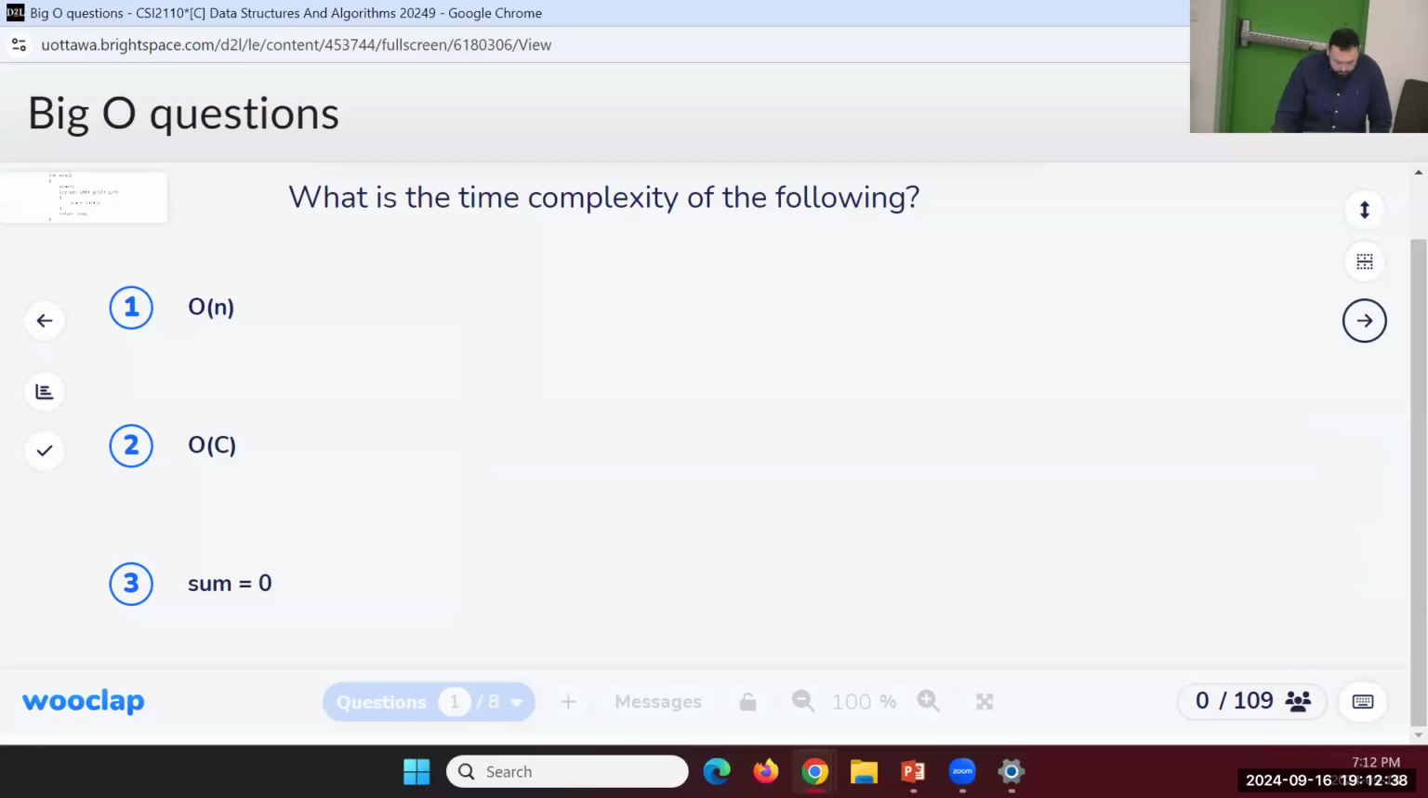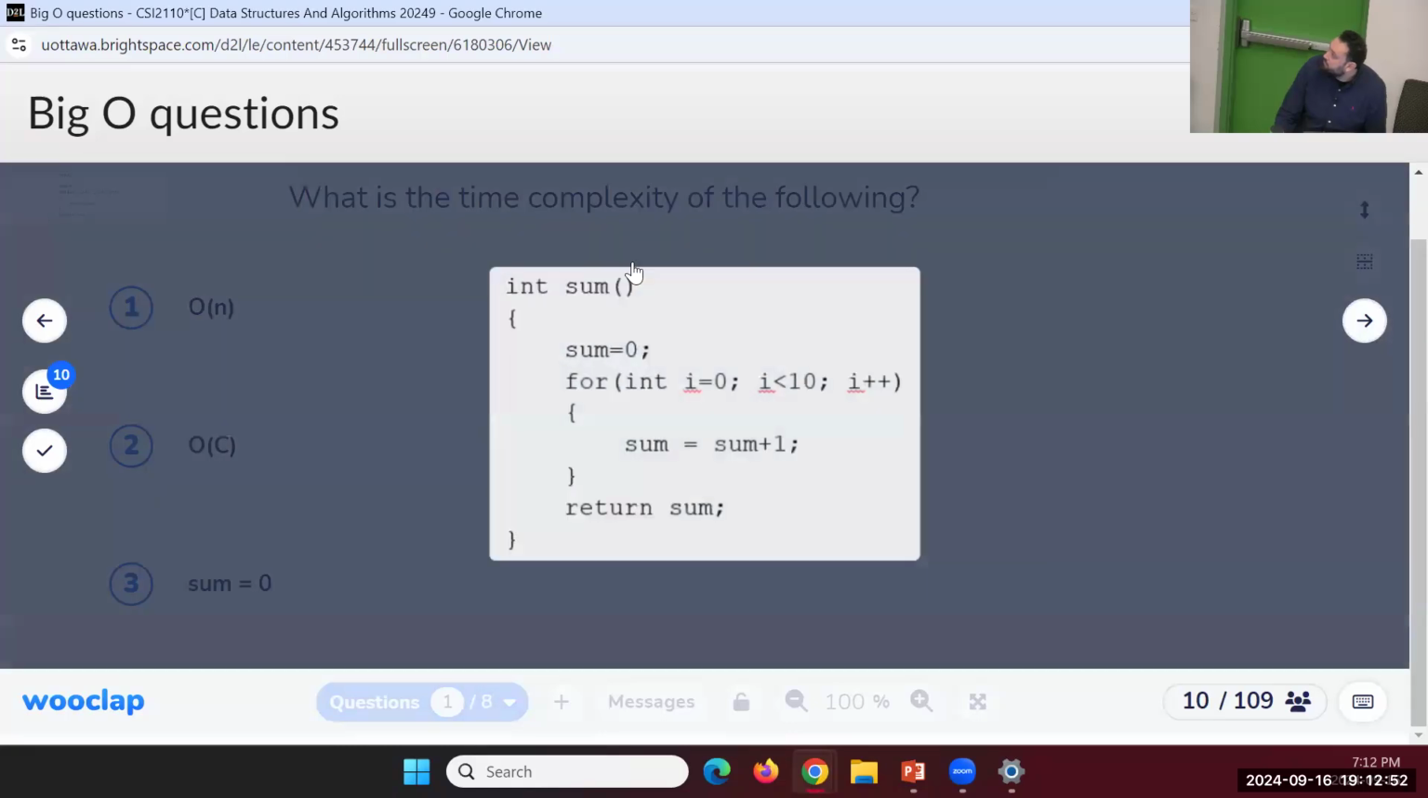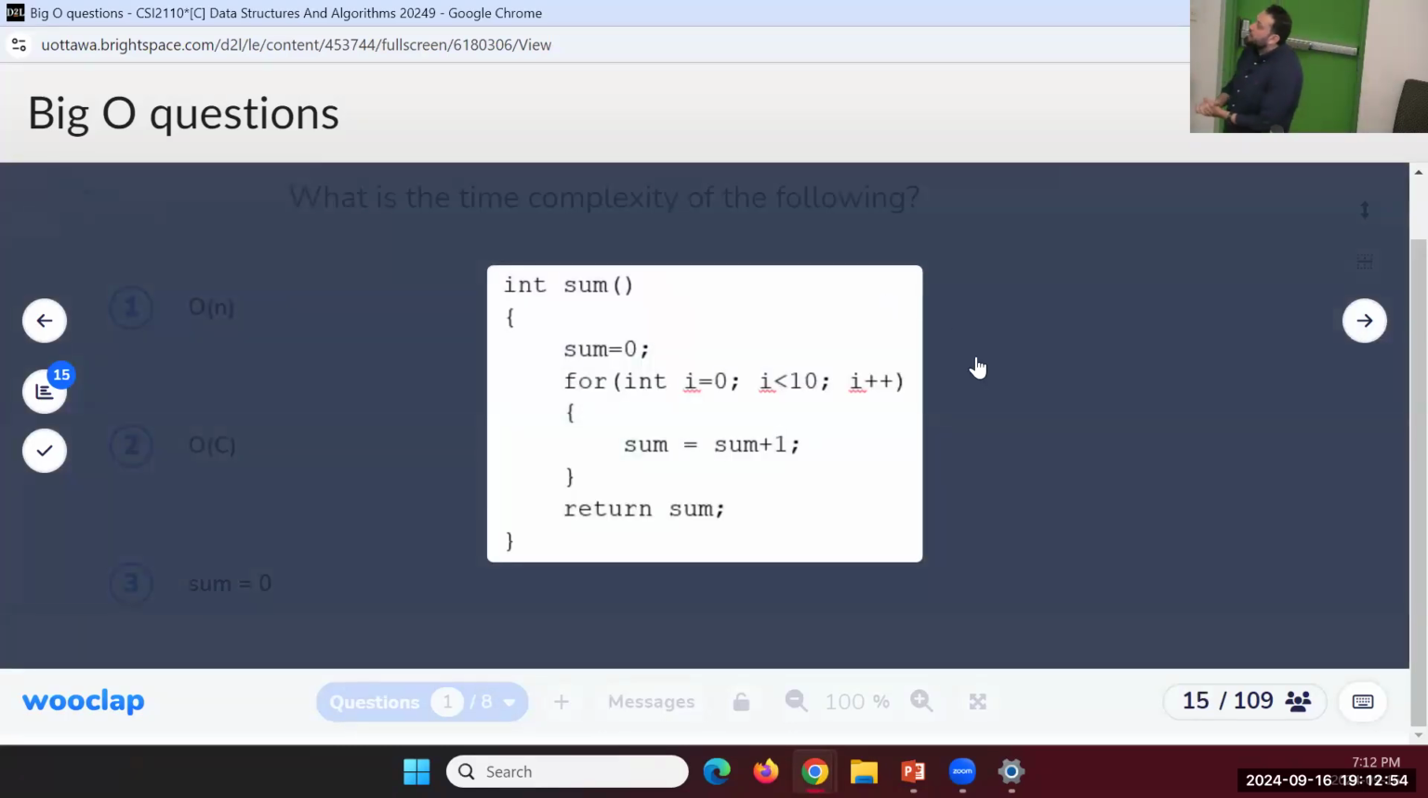Okay, so let's start with this. Let's look at this, guys. So what do we have here? For int i equals 0, i less than 10, i plus plus. Who wants to start with this? Raise your hand. No problem, come here. I'll start with you. So dissect it for us so everyone can benefit.